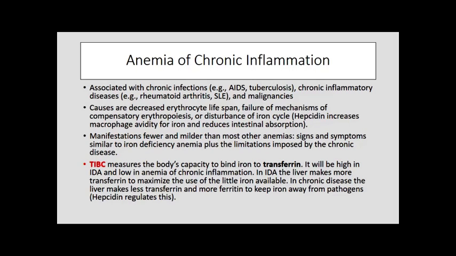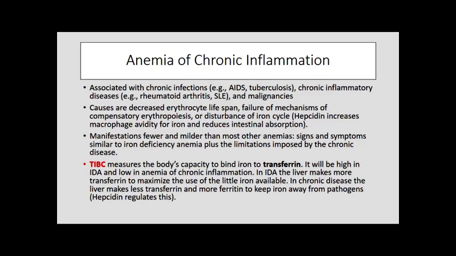Very important, this TIBC. When you do your blood tests, you are going to do the total iron binding capacity. This TIBC measures the body's capacity to bind iron to transferrin. Remember, the protein that transports the iron from the macrophages to the bone marrow. In the case of iron deficiency anemia, the TIBC is going to be high. There is a lot of capacity to bind iron to transferrin. The taxis, the transports, are empty, waiting for iron.